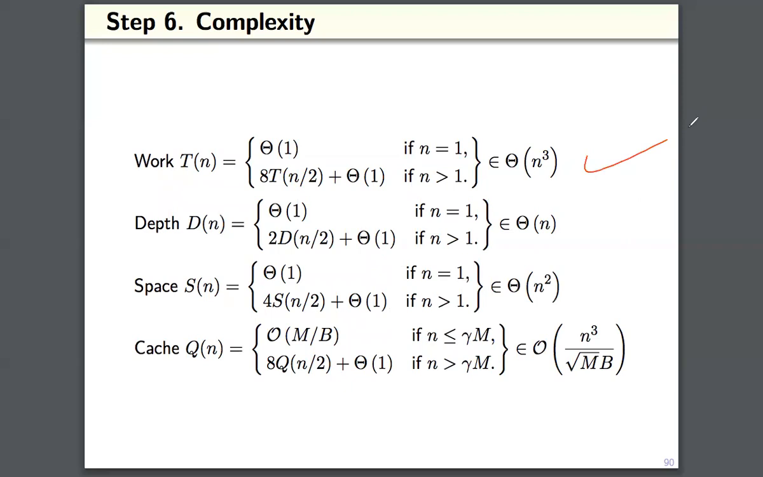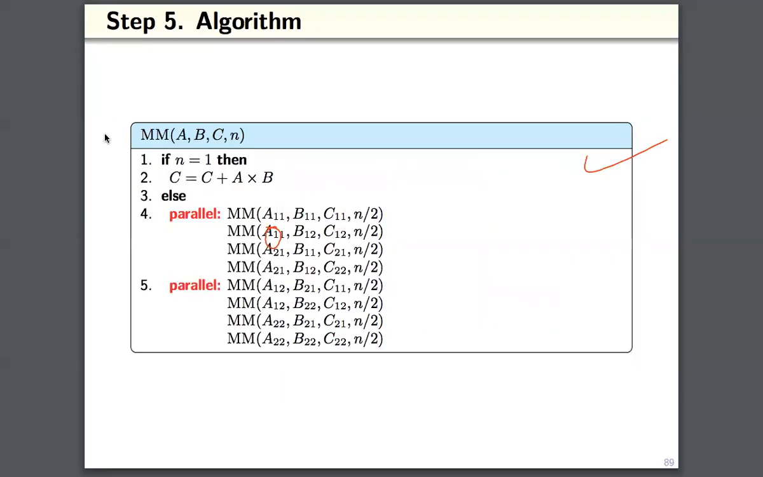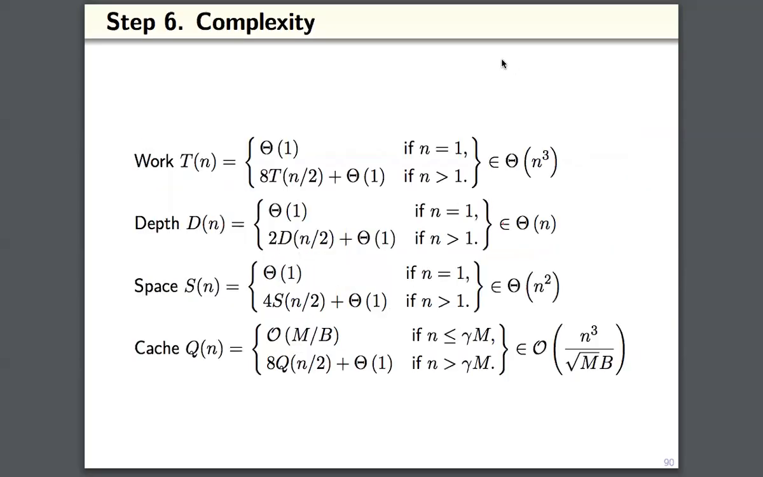N cube is no better. And depth, you have 2 here. Why? Because look at this, you have 2 parallel keywords, 2 parallel steps. This is 1 parallel step, and this is the other parallel step. So 2 steps, hence 2 d of n by 2. If you solve this using master theorem, it's theta n. And work is theta of n cubed.